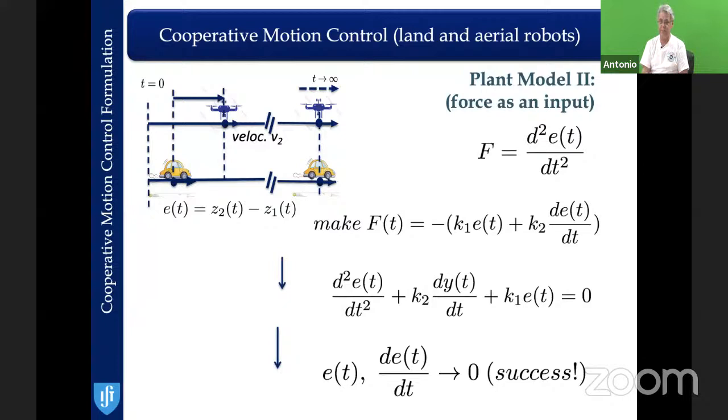Again, if you can do some magic and introduce the F such that the equation becomes second derivative of e, plus first derivative plus error equal to 0, and all these coefficients are positive, we know that the system is stable and the error will go to 0. You see, it's the same trick again. So how do you go from here to there? Well, you simply do F equals minus k1 e minus k2 derivative of e. So if you put this in there, you get this equation.